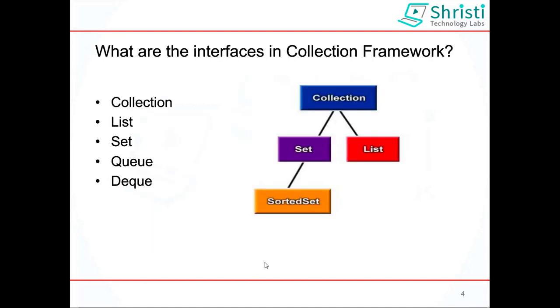Next, what are the interfaces in collection framework? The top level interface in collection framework is collection. Under collection, you have list, set and also queue and dequeue. The most commonly used collection interfaces are set and list. Under set, you are having sorted set. Whenever you want to have a sorted collection, you need to use the sorted set.